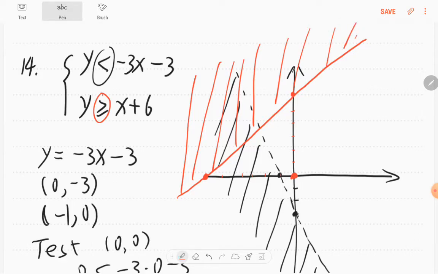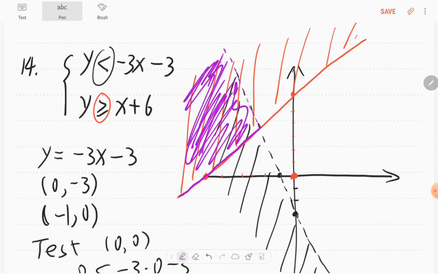So what is the common part, right? Because it's a system, you should satisfy these two inequalities at the same time. So this one would be the common region. This is a dashed line here. This side is a solid line, and between them, this would be your solution region.